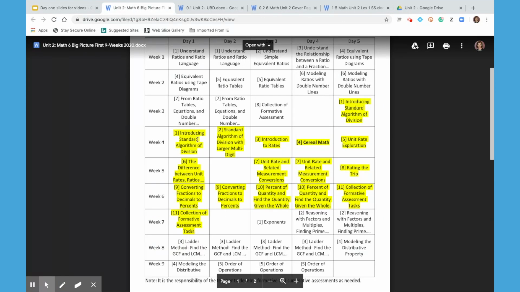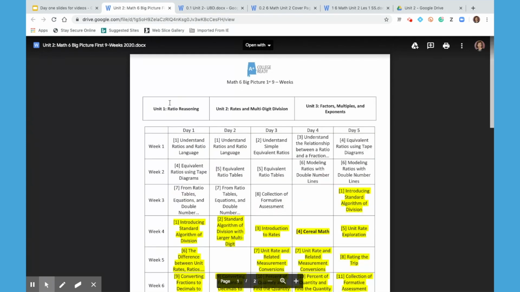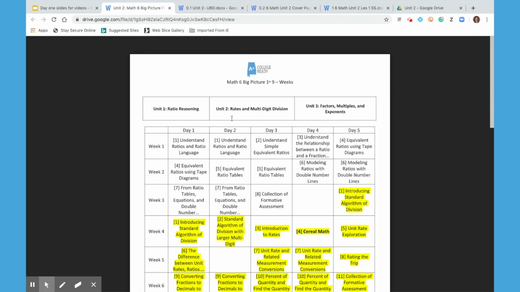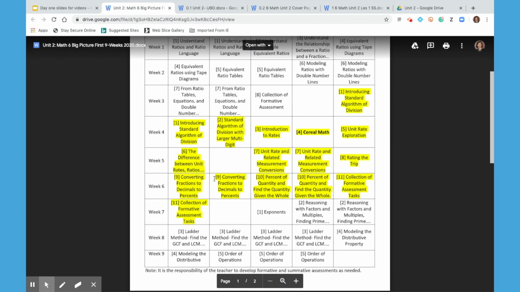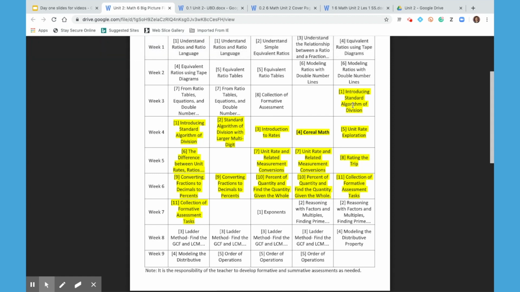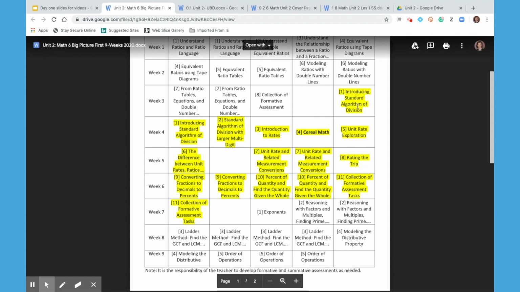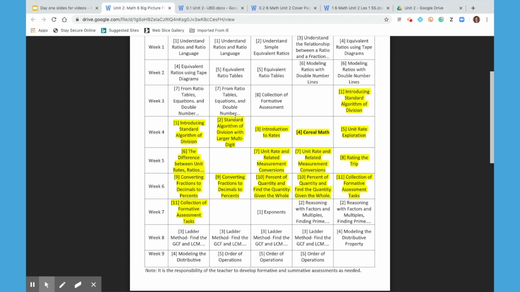The big picture, Unit 2. Students have accomplished ratio reasoning in Unit 1. Then Unit 2 is rates and multi-digit division. It's highlighted here, so they're going to take an assessment on Unit 1 and then start on Unit 2, introducing the standard algorithm of division. That's a 2-day lesson. And then they go on to the standard algorithm of division with larger, multi-digit numbers, and then an introduction to rates.